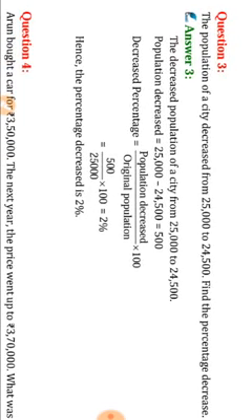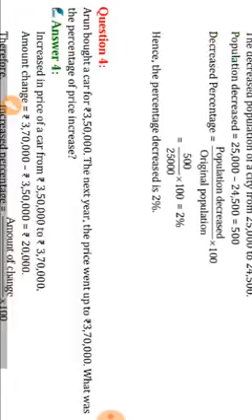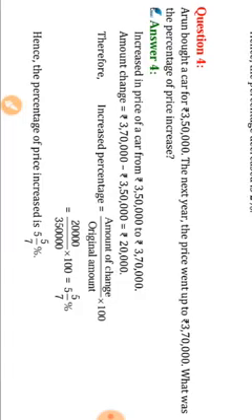The population of a city decreased from 25,000 to 24,500. Find the percentage decrease. Same here. So how much does it decrease? 500 decreases. So the decrease is 500 on 25,000 into 100. 2%, it is decreasing.